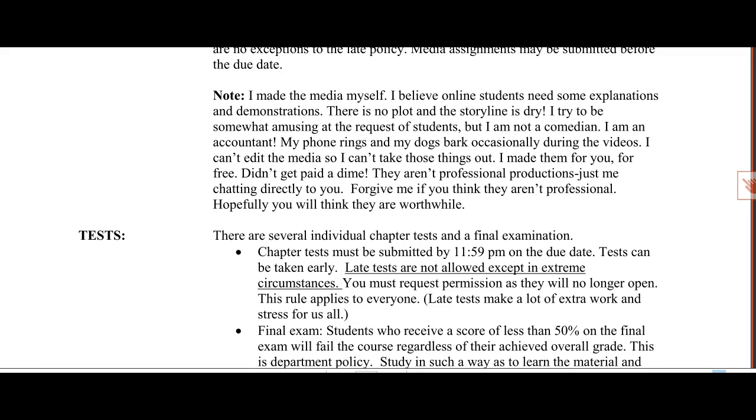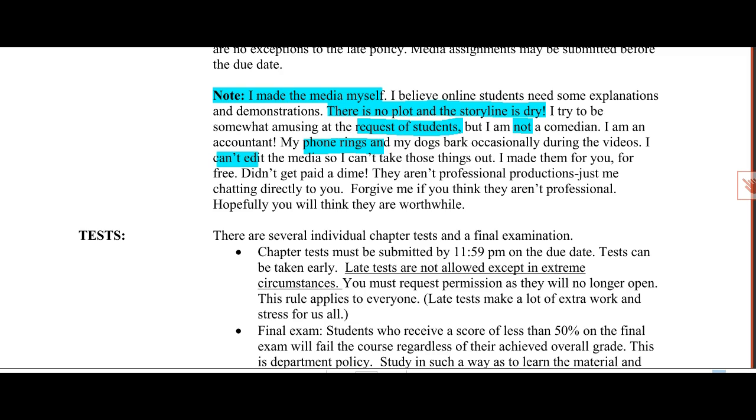A little bit of a note about the media. I made it myself. I believe online students need some explanations and demonstrations and little lectures, if you will. Man, there is no plot to these videos, and the storyline is dry. I try to be somewhat amusing at the request of past students, but I am not a comedian. I'm an accountant. I'm proud of it. Sometimes my phone rings and my wonderful dogs bark. Please just ignore it. I can't edit it.